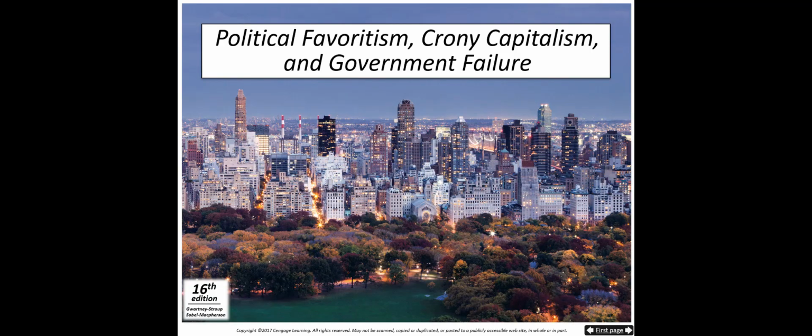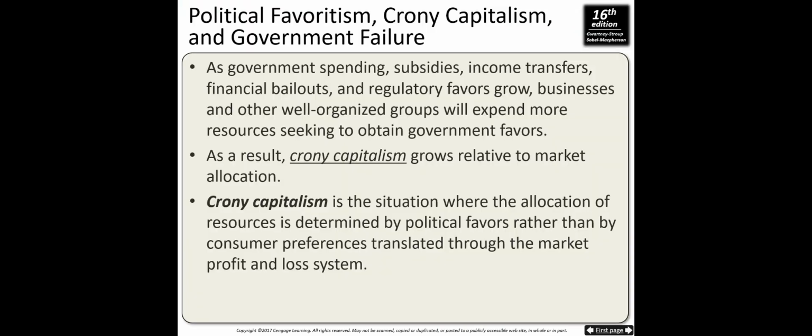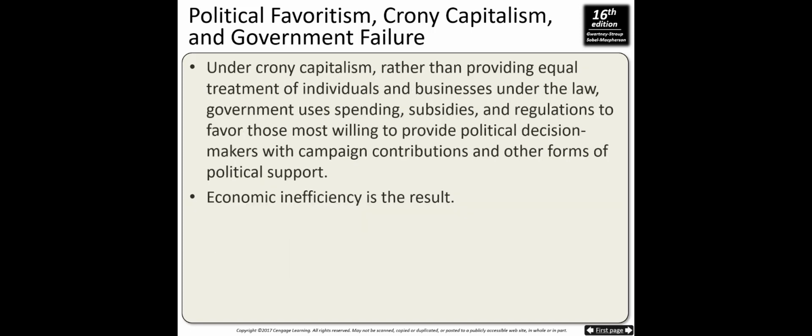And next we talk about political favoritism, crony capitalism, and government failure. As government spending, subsidies, income transfers, financial bailouts, and regulatory favors grow, businesses and other well-organized groups will expend more resources seeking to obtain government favors. As a result, we have crony capitalism, and it grows relative to the market allocation. So what is crony capitalism? It's the situation where the allocation of resources is determined by political favors rather than by consumer preferences translated through the market profit and loss system.